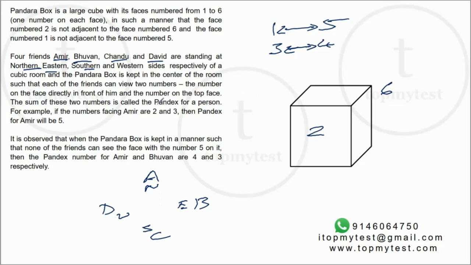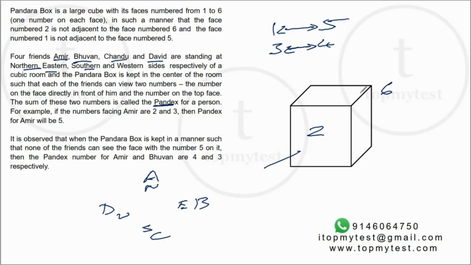The sum of these two numbers is called the pandex for a person. For example, if the numbers facing Amir are 2 and 3, then the pandex number for Amir will be 2 plus 3. So for example, in this case, if somebody is standing here, he will be able to see the front face and the top face. So suppose this is 5, right? So his pandex number will be 2 plus 5, 7. Whereas say suppose 3 is here, the person standing here, for him the pandex number will be 3 plus 5, 8. For the person standing here, his pandex number will be 6 plus 5, 11. So we know this part.